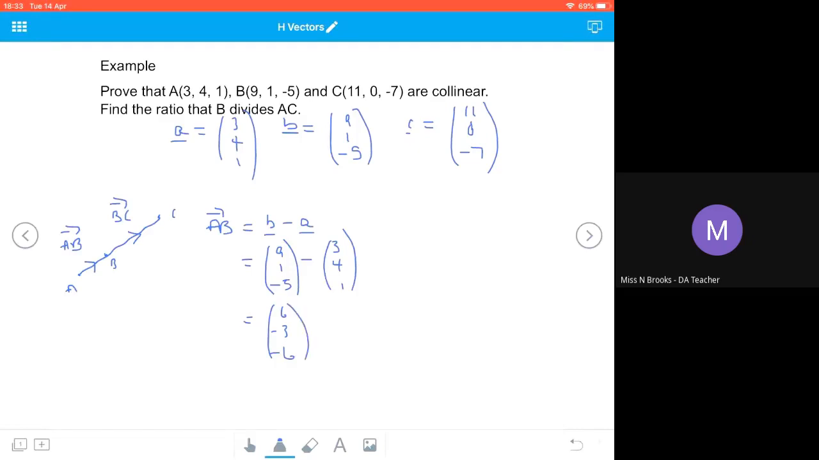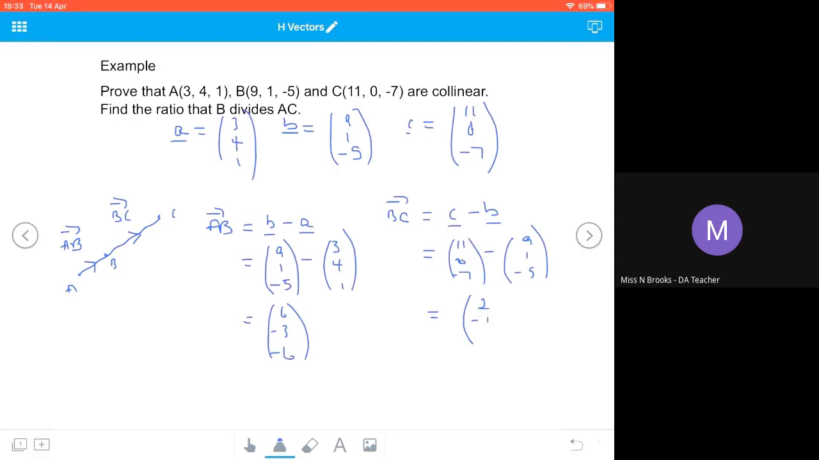We also now need to work out vector BC. So BC is going to be C take away B. So C is (11, 0, -7), and we're going to take away B, which is (9, 1, -5). And so 11 take away 9 is 2, 0 take away 1 is -1, and -7 take away -5 is the same as -7 plus 5, which gives us -2.